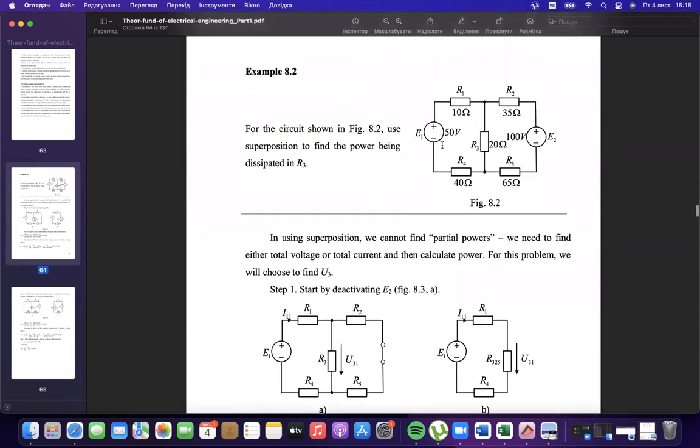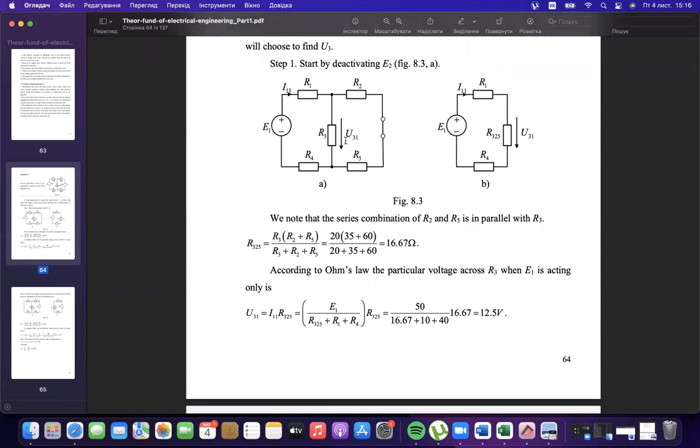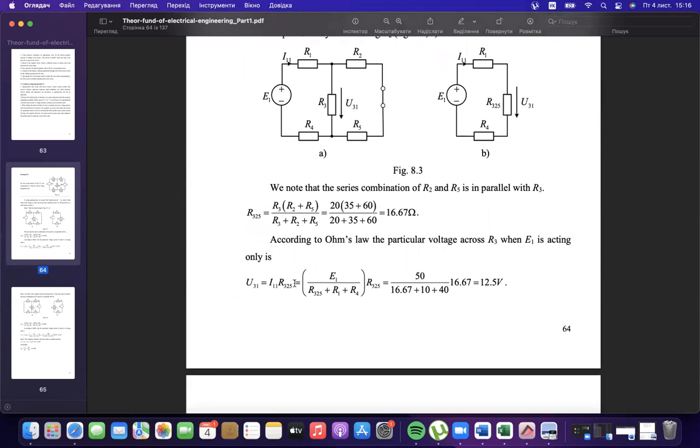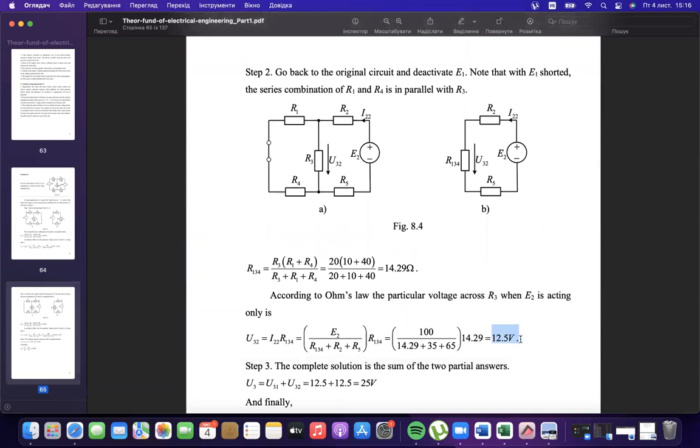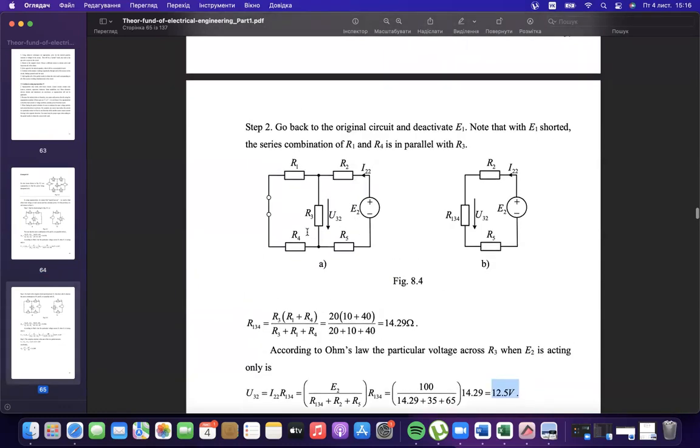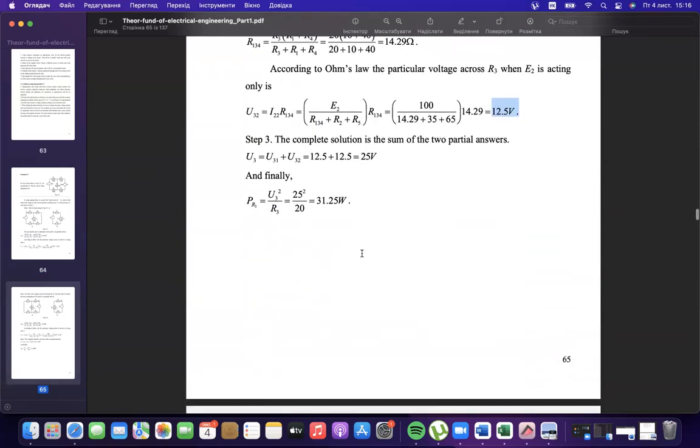For example, in this task, we are asking to find the power on resistor number 3. To find power, we have to find either voltage or current, whichever we are more comfortable with. In this example, we are finding voltage. If we know voltage, we could find power. Also, if we know current, we also could find power. If we are searching for voltage, then in partial case number 1, we find this voltage, 12.5. In partial case number 2, we also find this voltage. It is also 12.5, just because of the initial data, which is quite close between resistances. And after it, the total voltage equals 25 volts.